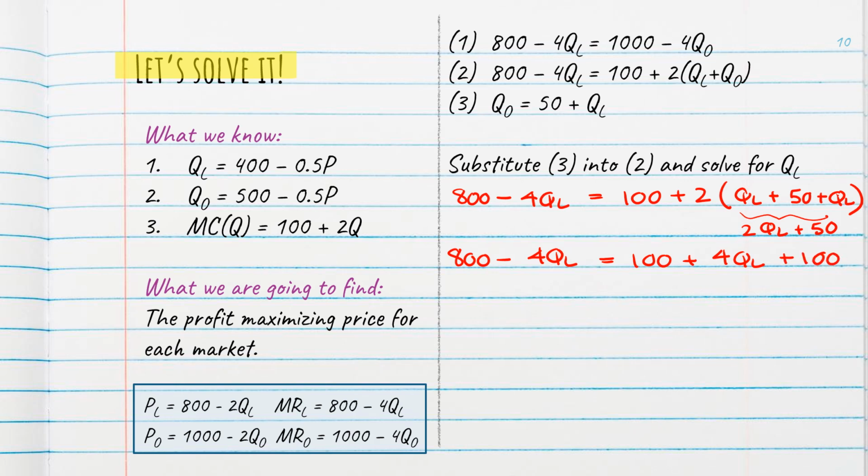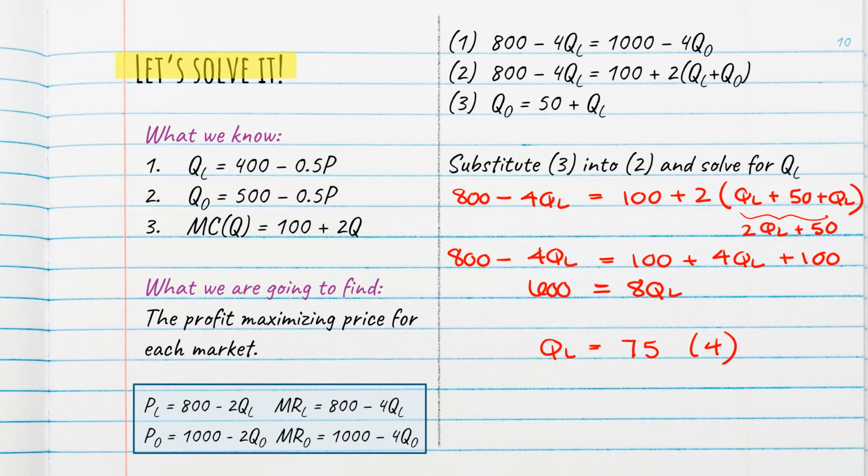Now we're going to combine all our QLs together. I'm going to do it on the right-hand side of the equation because that will generate a positive term. And we're going to shuffle all of our constants over to the left-hand side of the equation. So I have 800 minus 100 minus another 100, which is 600, is equal to 4QL plus 4QL, which is 8QL. I divide both sides by 8, and I get that QL is equal to 75.